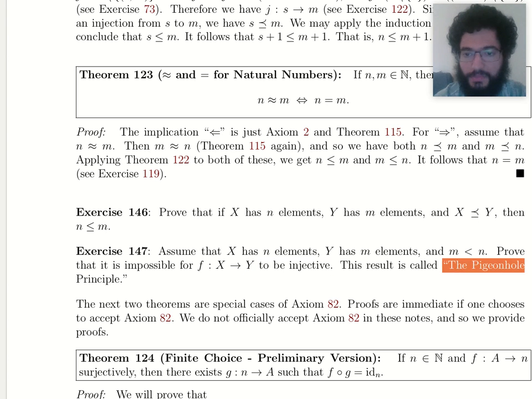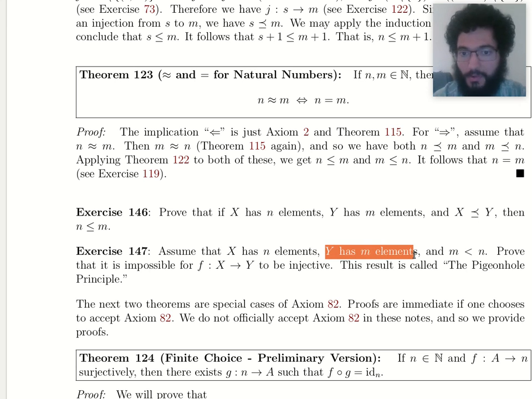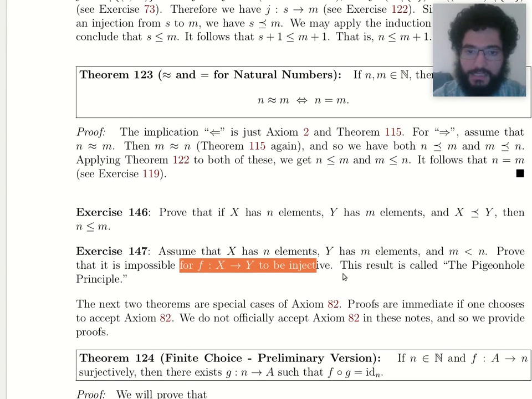So that's called the pigeonhole principle. If you have n pigeons and you're trying to map them into m holes, and you have more pigeons than you have holes, then the mapping will not be injective. There will be at least one hole that has more than one pigeon in it.